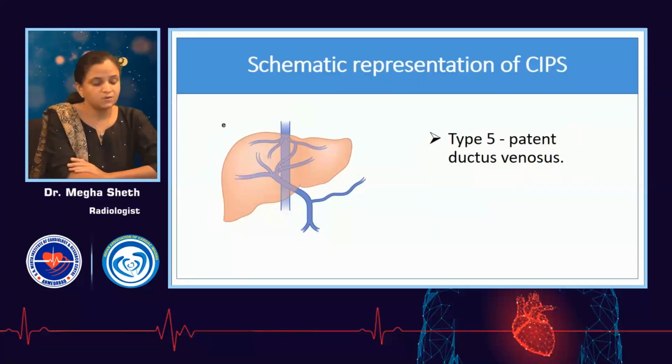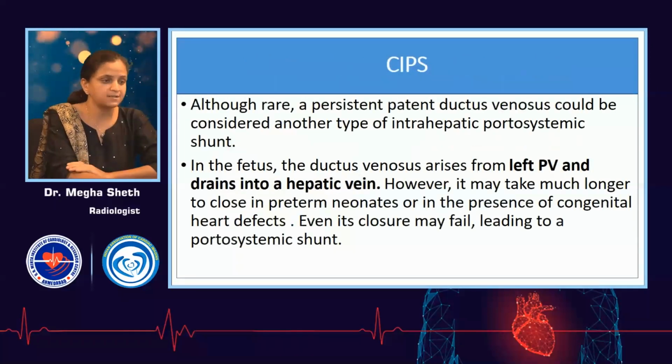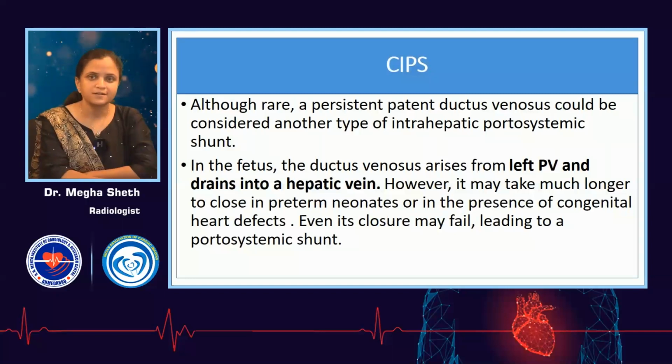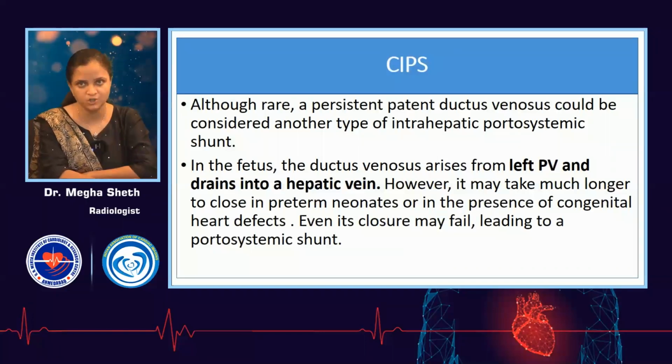The ductus venosus is normally present in fetal life and also for a certain amount of time after birth. If it persists after that time, it is called patent ductus venosus, classified as type 5 of Park's congenital intrahepatic portosystemic shunt. I'll show you examples now.